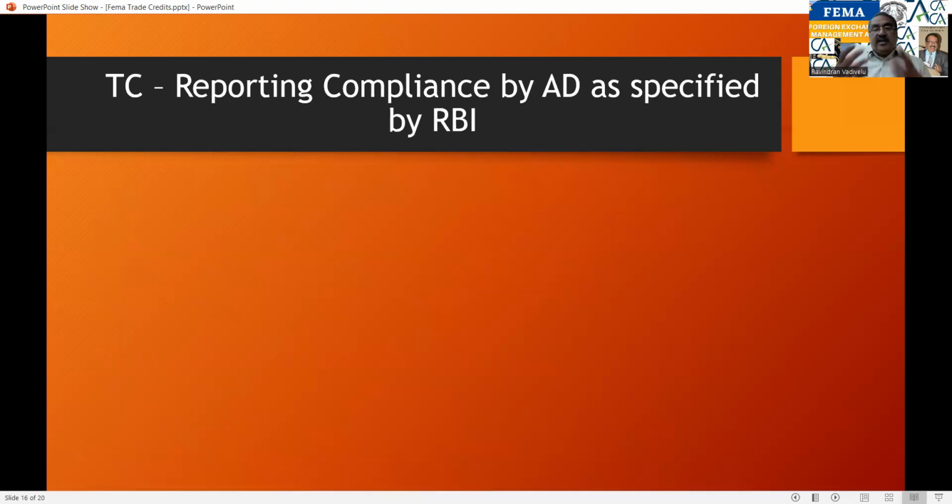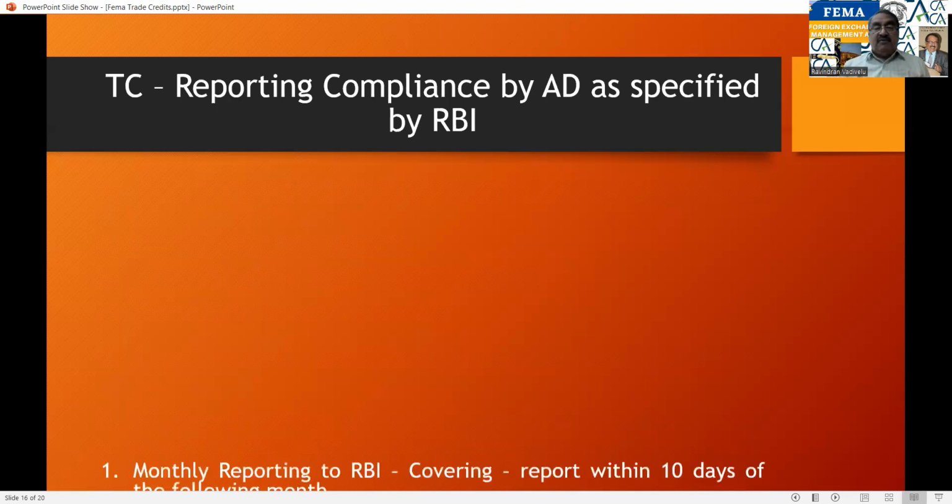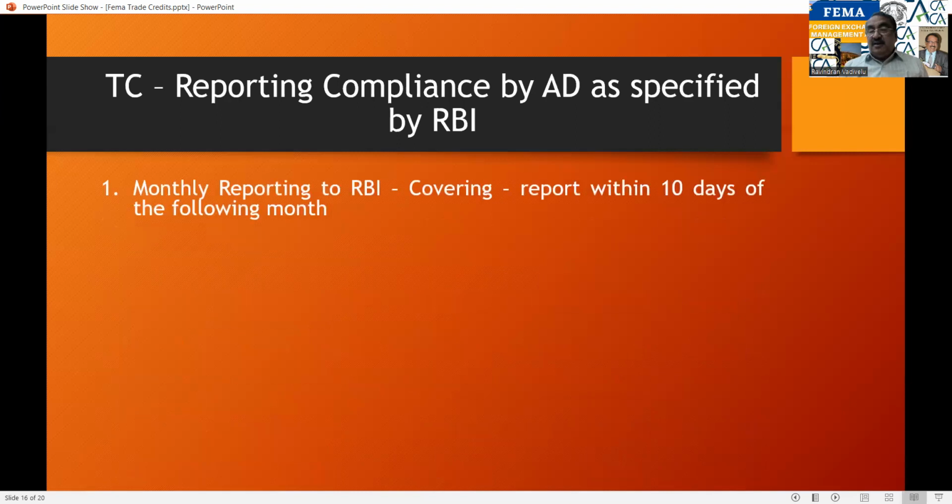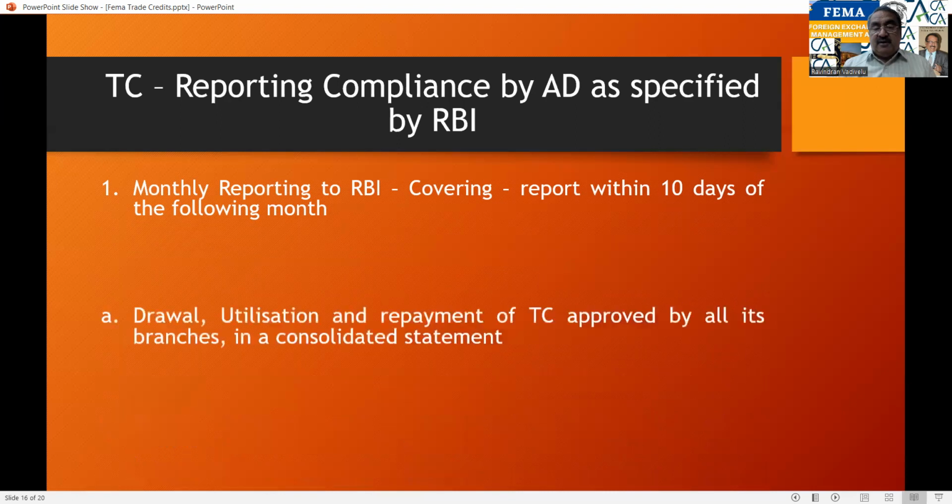And now the reporting format. When the authorized dealer has given some trade credit, they have to give the report to the Reserve Bank of India. They have to submit the report once a month and every quarter also. In the monthly report, the date on which you have to submit is within 10 days of the following month; the authorized dealer has to submit the report to the Reserve Bank of India.